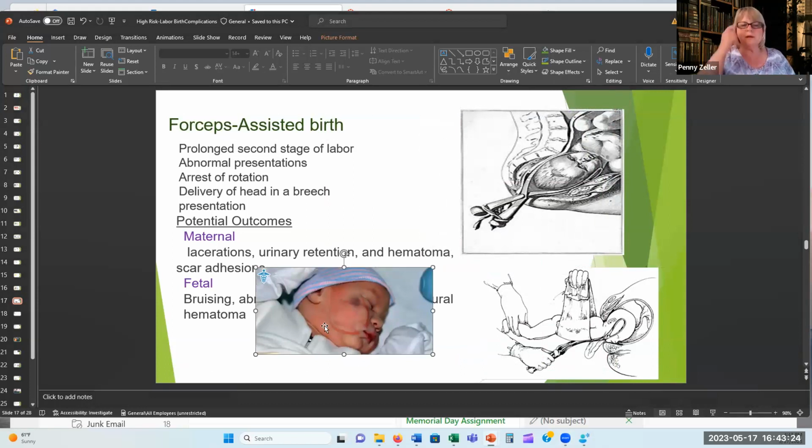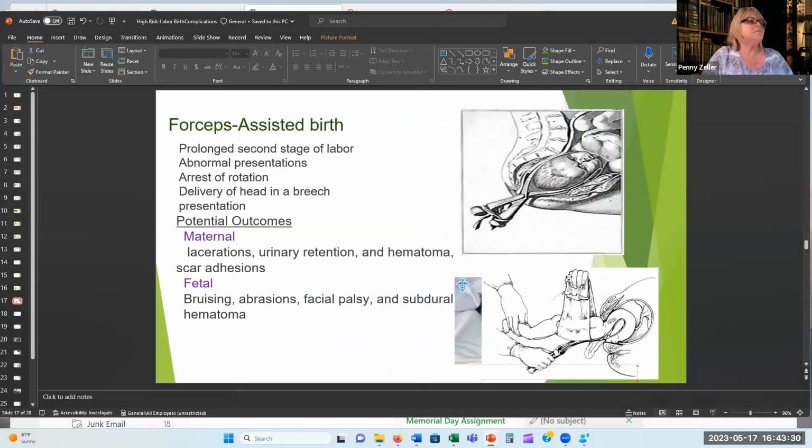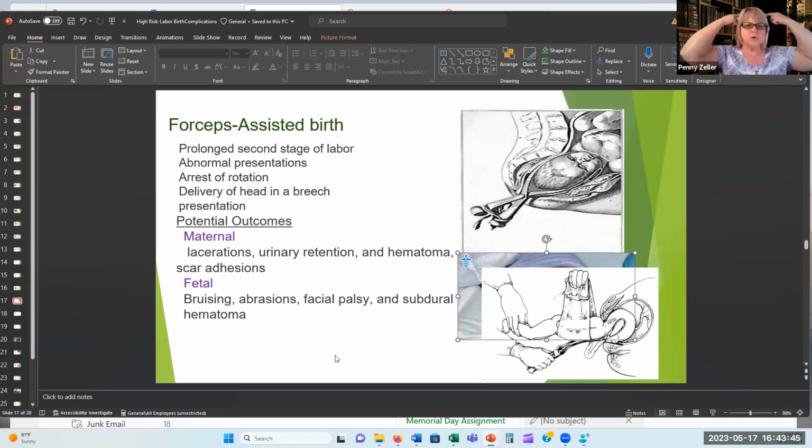You saw the picture here where it actually left a mark on the baby's face and some bruising. That's just some potential outcomes. Facial palsy is another one. A palsy is a term that refers to paralysis, okay, or lack of movement. Sometimes, the facial nerve travels down this direction, and if we use forceps, it could compress on that facial nerve and cause palsy. Like you're familiar with a Bell's palsy, facial paralysis on one side, and it's usually temporary.